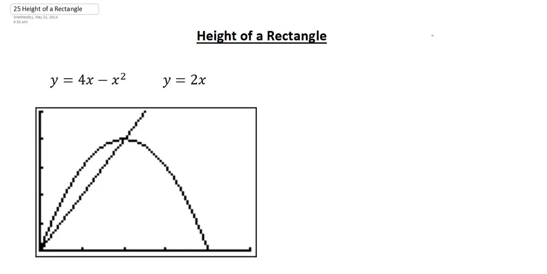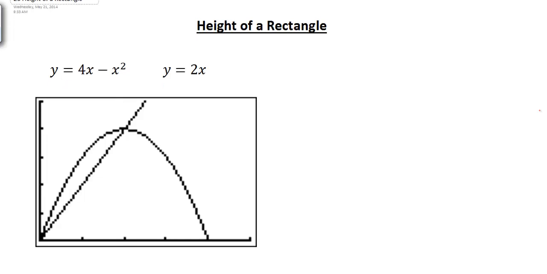This video is going to look at how we can calculate the height of a rectangle in between two different functions. And this is going to be a particular problem that you're going to deal with more when you get into calculus, but I just want to introduce this here in pre-calc for you.